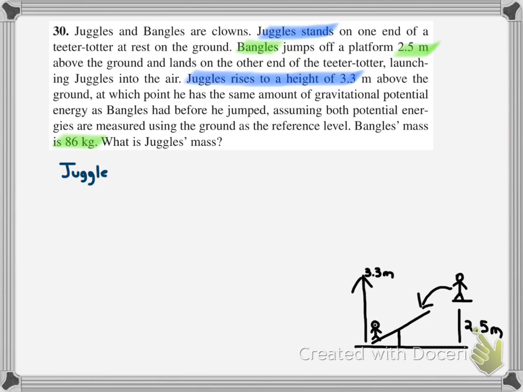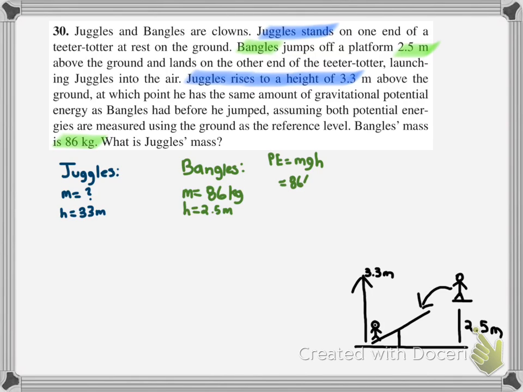So here we just write out all the information we have. For Juggles, we don't know his mass, but we do know that his height is 3.3 meters. His mass is what we need to find. And here we write what we have for Bangles: we know his mass is 86 kilograms and his height is 2.5 meters.